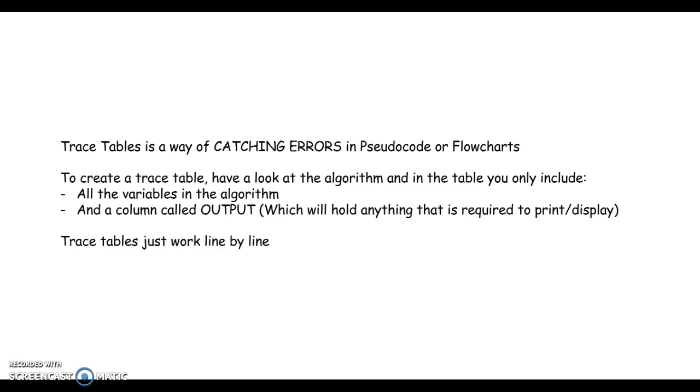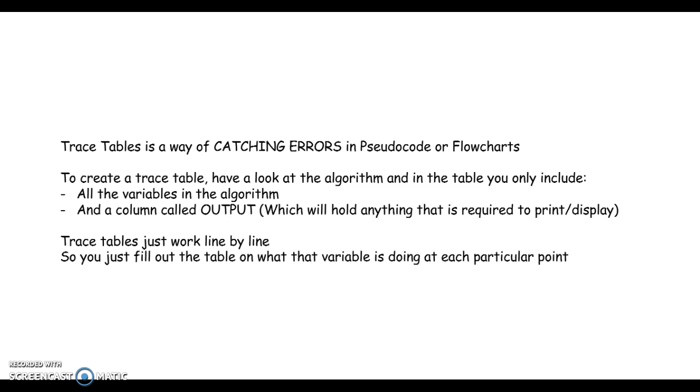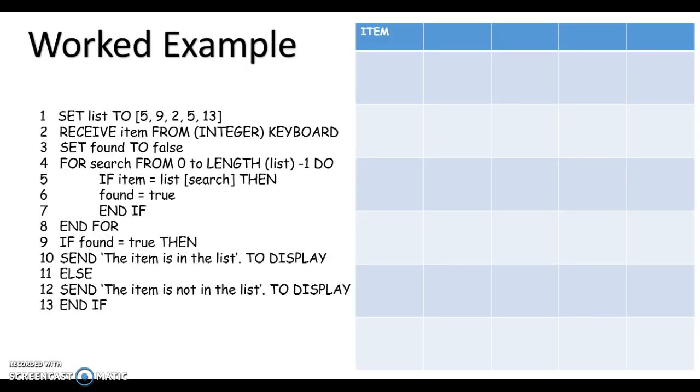Trace tables just work line by line. So when you've been asked to complete a trace table for a given algorithm, just check each line of the algorithm or the flowchart box and execute each line by line. So you need to fill out the table on what the variable is doing at each particular point.